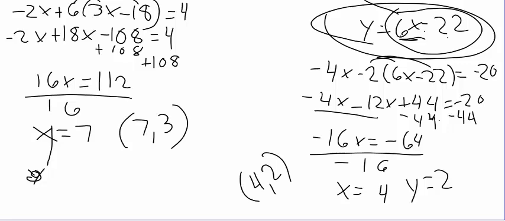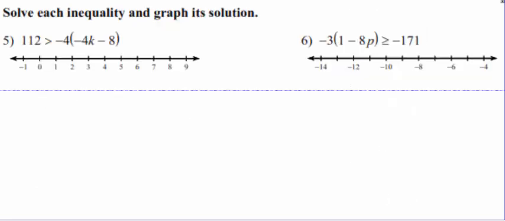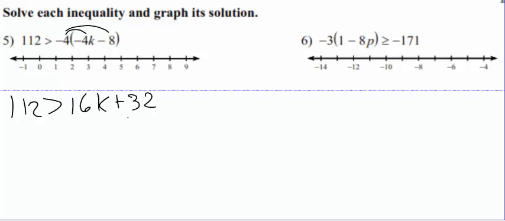All right, let's just keep pounding through this so we can say we're done. The next thing we practiced in this chapter was graphing and solving inequalities like this. So we need to get the variable by itself. I'm going to distribute everything through, so we end up with a positive 16k plus 32. Now I'm going to subtract 32 from both sides.